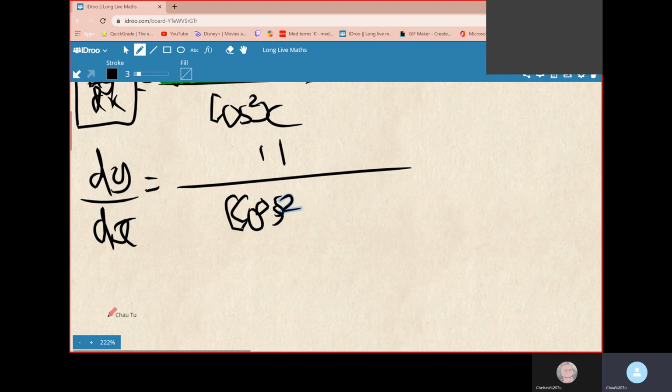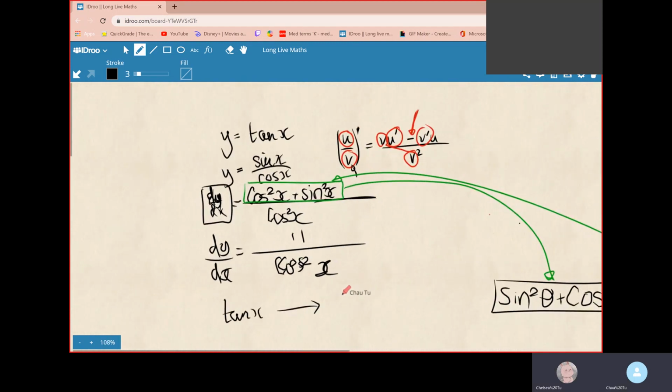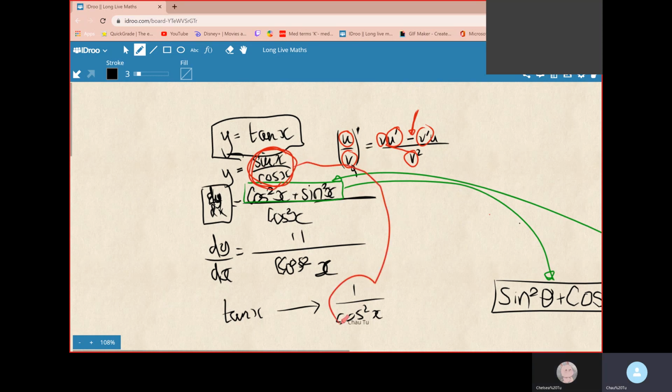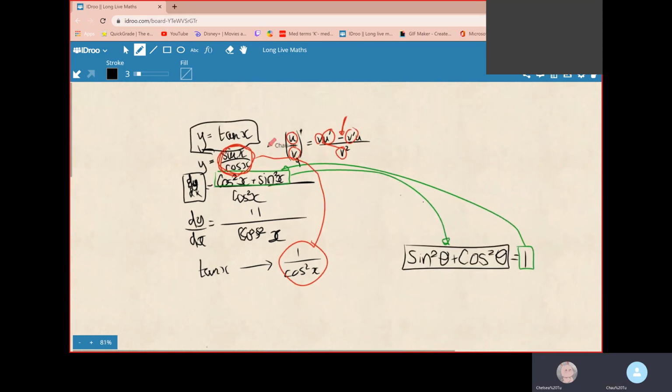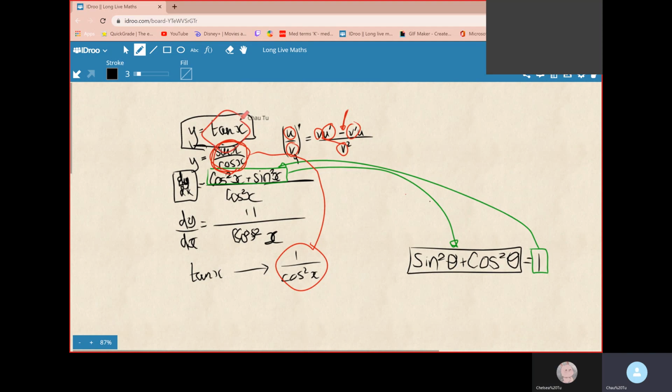So when you differentiate tan x, it becomes 1 over cos squared x. Tan x is this thing here, so when you differentiate it, it becomes this. If you're good, then you can just memorize it's 1 over cos squared x. I just forgot that I was looking for tan of x.